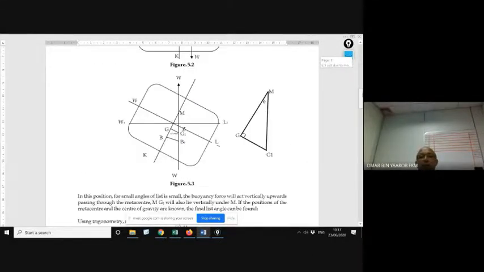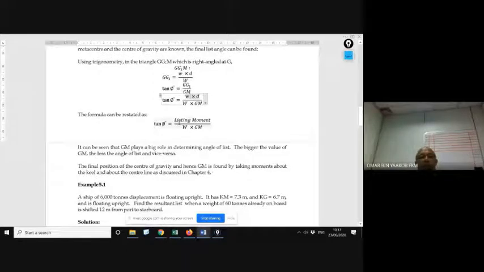And again, the angle of heel, or the angle of list, sorry, is the listing moment divided by the displacement times GM. So it can be seen that GM plays a big role in determining the angle of list, because GM is in the bottom. So if you have a big GM, tangent phi will be small, and small tangent phi will lead to small phi. So the bigger the value of GM, the smaller the angle of list, and vice versa. So if you have a small GM, for example, 0.0-something GM, then even with a small listing moment, you have a big phi.